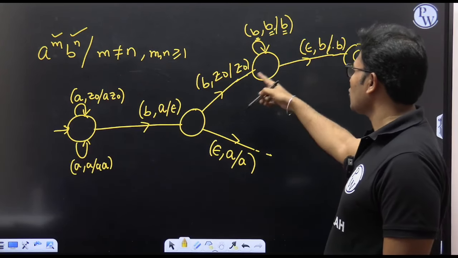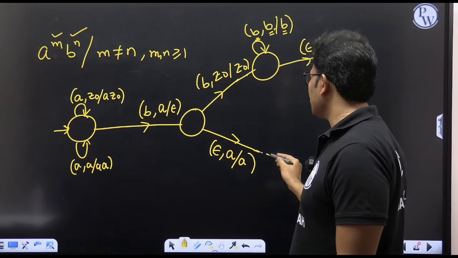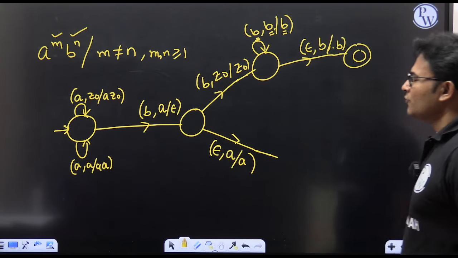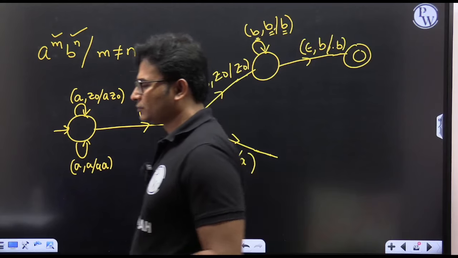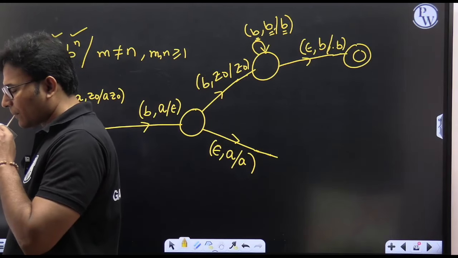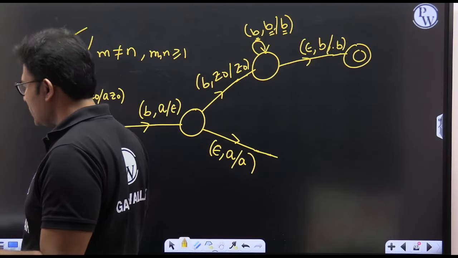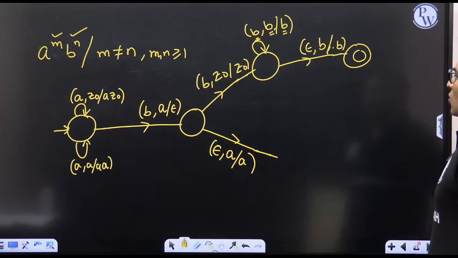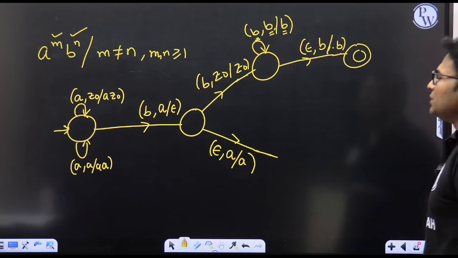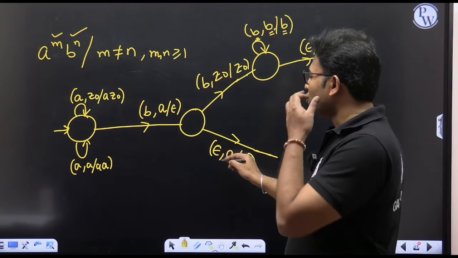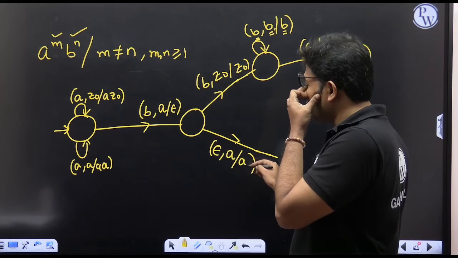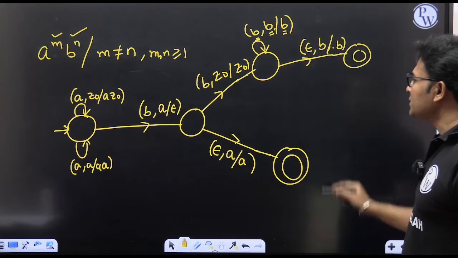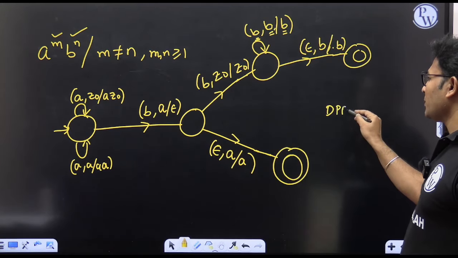So if A's are over, this is the case. If B's are over, what is the case? If B's are over, input is over, and still A's are remaining. Therefore, you don't have to do anything. Just accept it. So this is a deterministic pushdown automata.